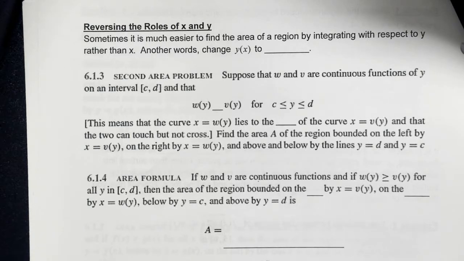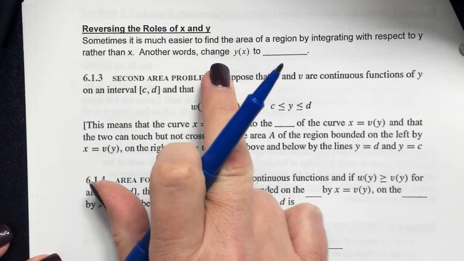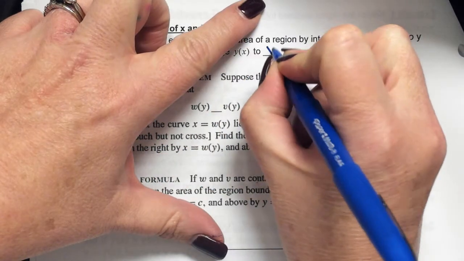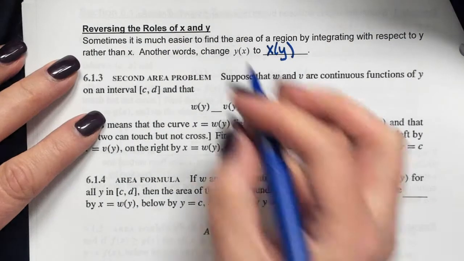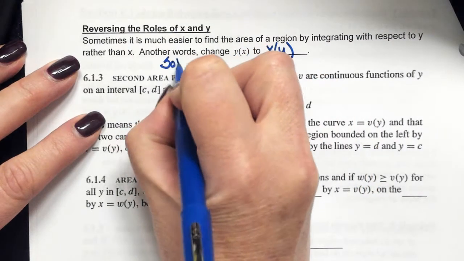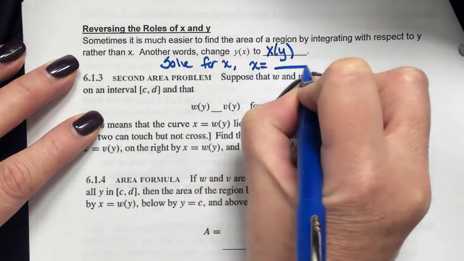You integrate with respect to y rather than x. In other words, you're going to have to rewrite your functions y of x in terms of x of y. What you're going to have to do is solve each of the equations for x and get them in the form of x equals.